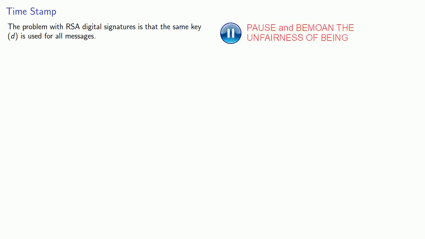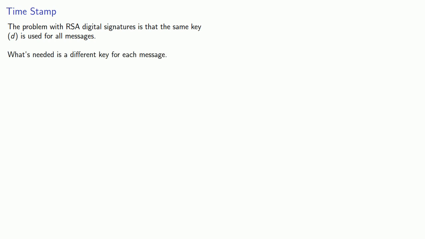Now, if you look at why this works, why Bob is able to do this, you realize that the problem with RSA digital signatures is that the same key, D, is used for all messages. And that's why this can work for authentication, because in authentication, you're trying to send the same message: I am this person. However, if we want to be able to sign different documents, what we need is a different key for each message. And we'll see how to do that next.